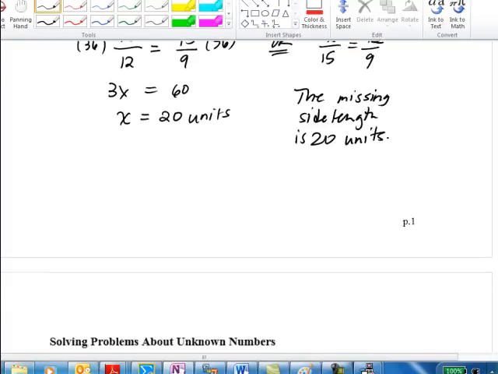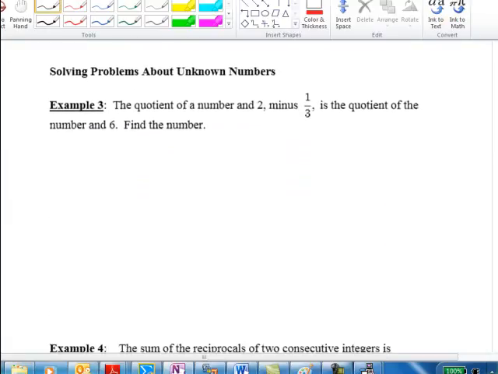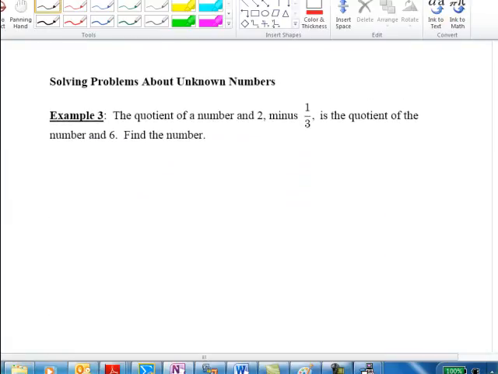So proportions are one type of problem, and then we'll see some about unknown numbers, where we usually are talking about reciprocals and quotients and things. So here's an example. The quotient of a number and 2 minus a third is the quotient of the number and 6. Find the number. So x is the number.